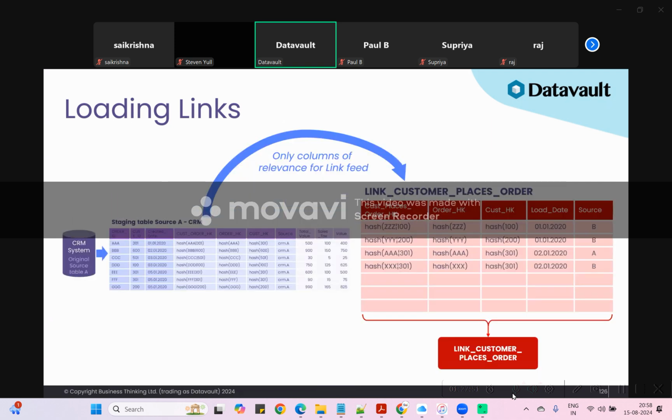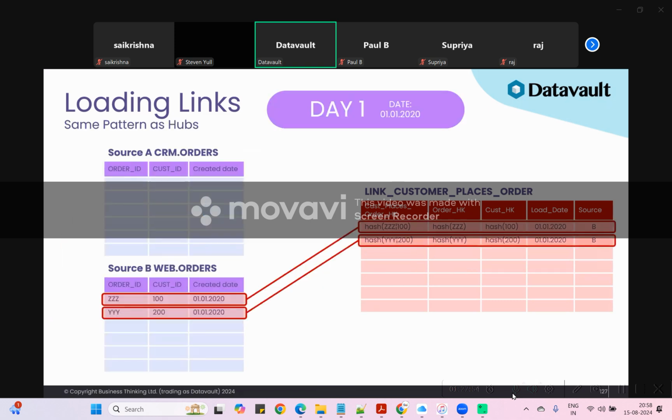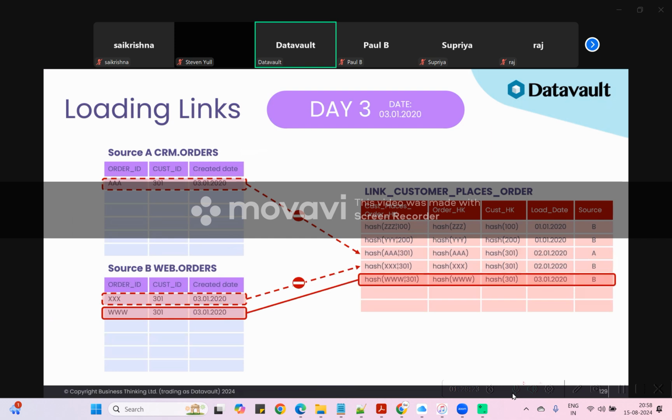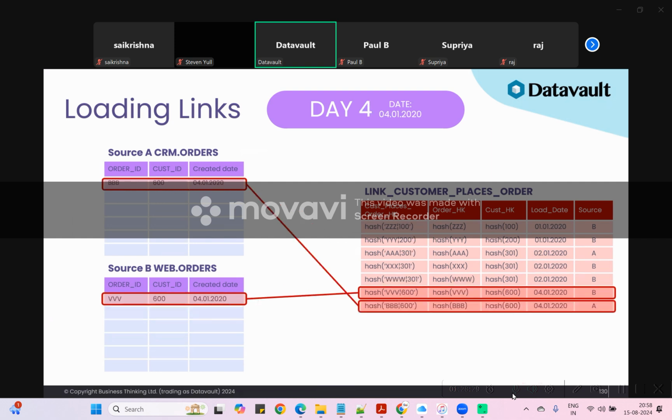Okay, so we're kind of ready to go to load that link. So we have day 1, just like before, we have 2 records coming in on source B, which is our website. But people have been placing web orders. The link's empty, so we load them into the link. Day 2, got an order from the CRM and an order from web. Those are non-existing in the link table, so we load those in. Day 3, we start to get some repeat information in there, so we don't load those, we've seen those before. And day 4, got further information coming in here.